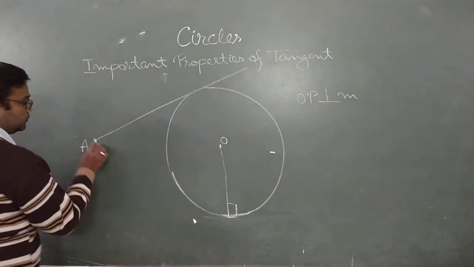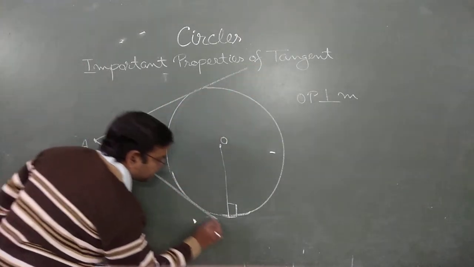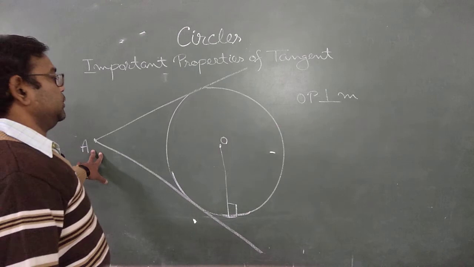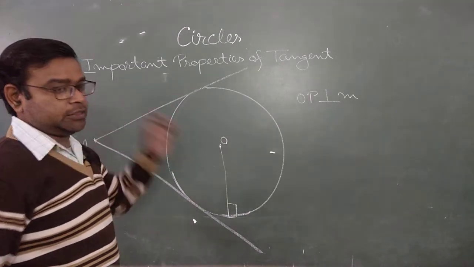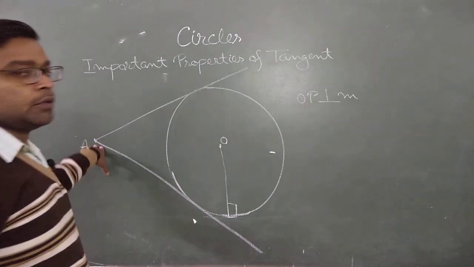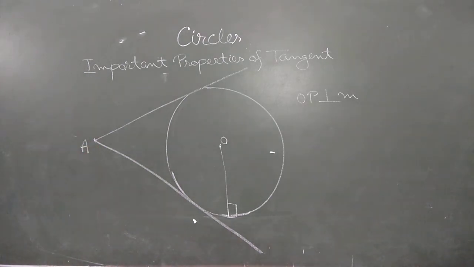This one and this one. Only two tangents can be drawn from a point outside the circle. From inside it is not possible to draw a tangent. Tangents we can draw from outside the circle. So hope this is clear to you.